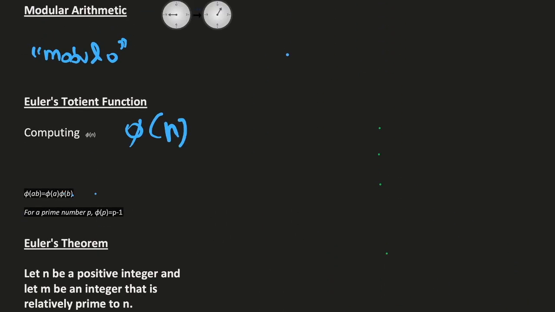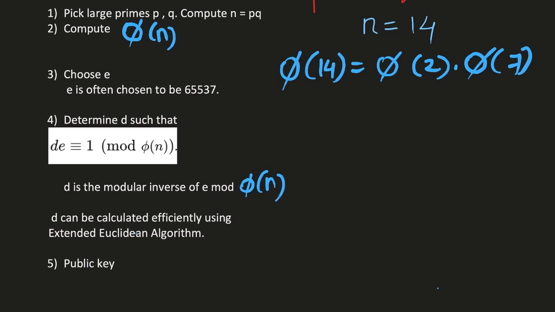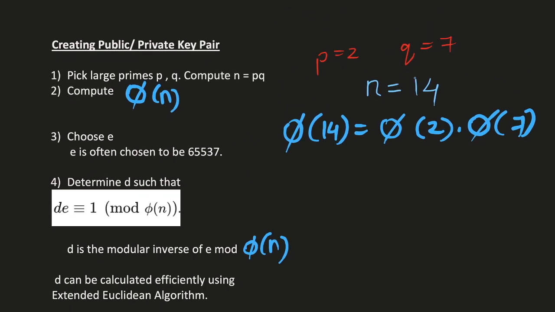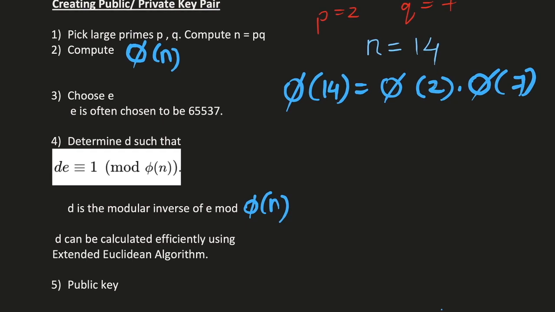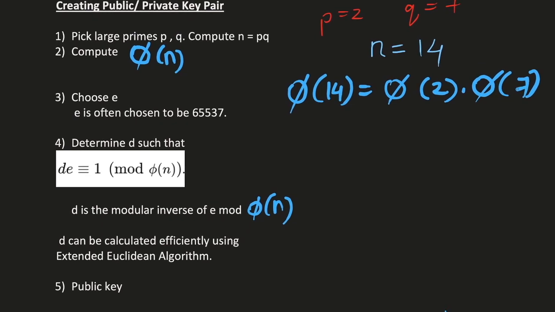Just to refresh, phi of AB is phi of A times phi of B. And since we picked n as 14, which is 2 into 7, it's going to be phi of 2 into phi of 7. Notice that 2 and 7 are primes, and that is why we pick prime numbers, because we know that phi of a prime number is just p minus 1, which is 1 times 7 minus 1. This is 6. That gives us phi of 14 as 6.